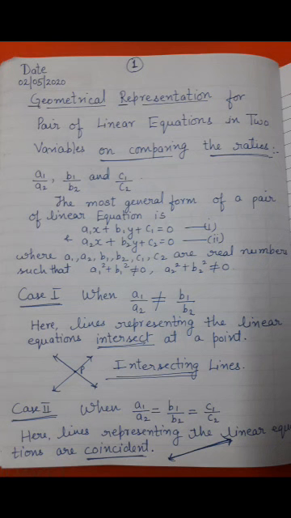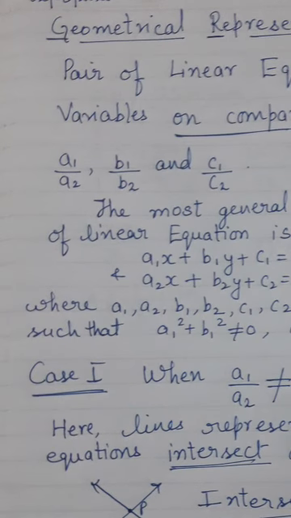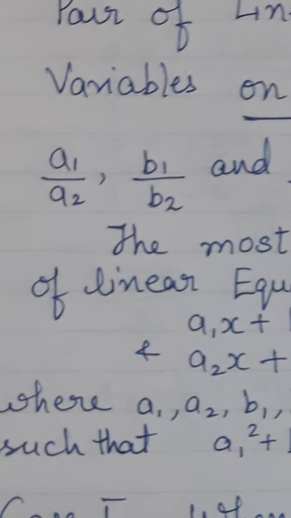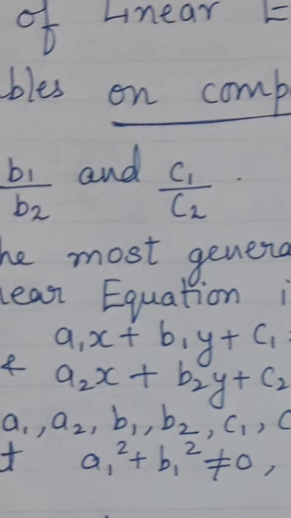Good morning, everybody. Today we will do question number 2 of exercise 3.2. Before that, again, I want to tell you about the geometrical representation of a pair of linear equations in two variables on comparing the ratios. A1 by A2 is the ratio of the coefficients of x in both equations. B1 by B2 is the ratio of the coefficients of the y variable in both equations. And C1 by C2 is the ratio of the constant terms of both equations.